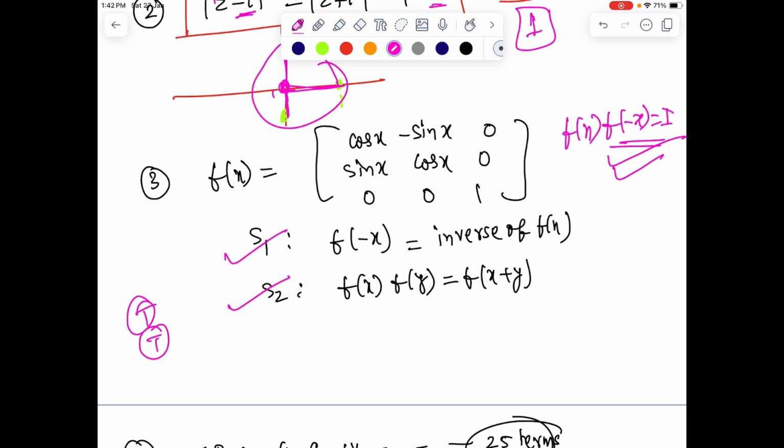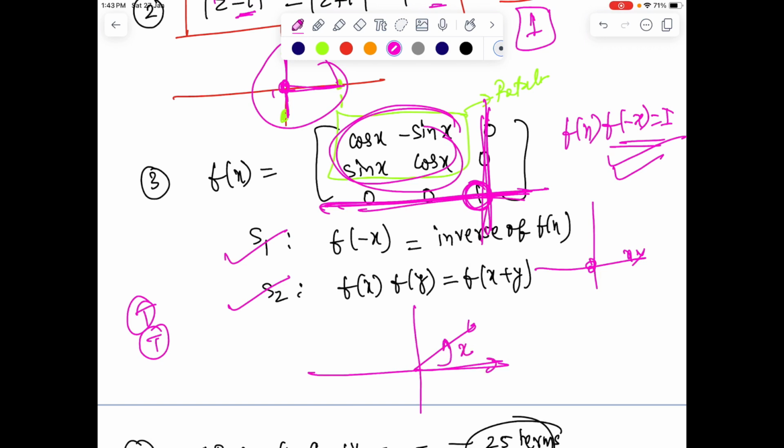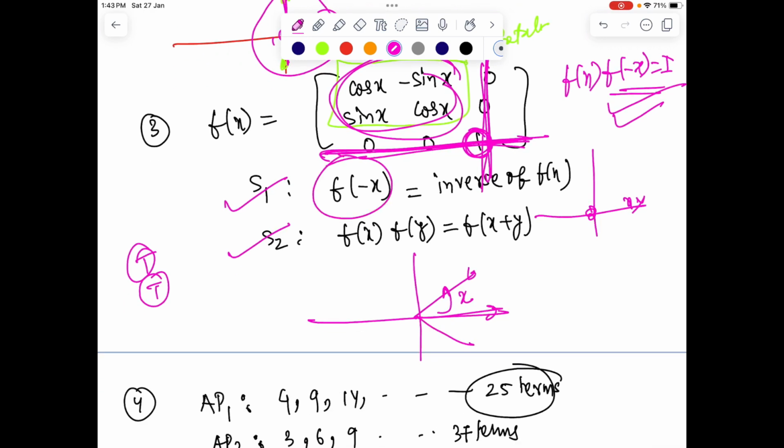The other short way of doing this problem would have been if you had recognized that this represents a rotation matrix. We discussed this usually in the class in the matrix chapter. The significance of the entries 0, 0, 1 is that it is a rotation in the xy plane, with respect to the z axis. We already know a rotation matrix takes a vector and rotates it by an angle x. So f of minus x will rotate by minus x, and f of minus x into f of x is undoing the rotation. So clearly we can tell the first statement is true.